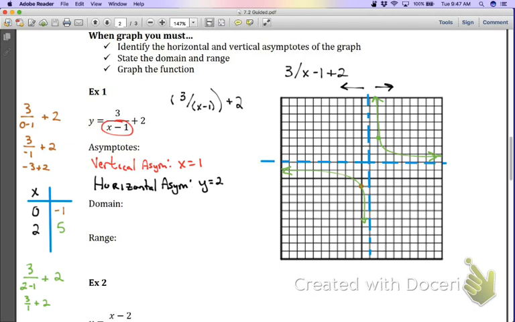So, my domain, what are all of my x values? My x values are always going to go from the left to the right. So, my domain goes from negative infinity to, what's my x asymptote? Negative 1 or positive 1? Positive 1. And then from 1 to positive infinity. What's my range? From negative infinity to, where's my horizontal asymptote? 2. And then from 2 to positive infinity. So the range is going to go from bottom to top. Domain is going to go from left to right.